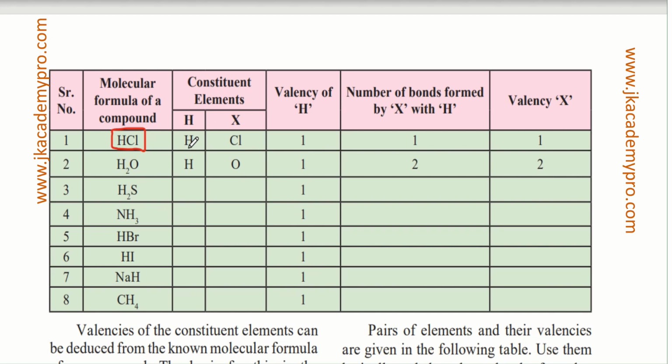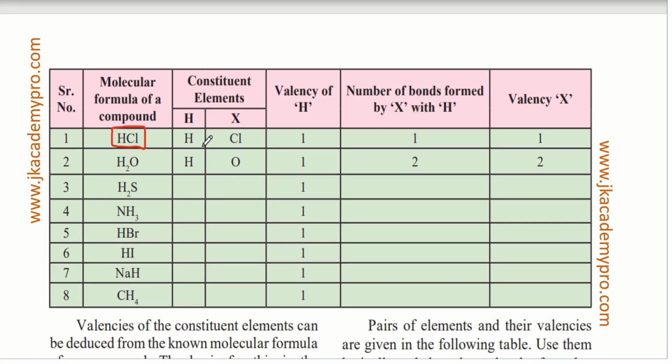We already know that the valency of hydrogen is 1. And we have to find out the number of bonds formed by that element with hydrogen. So here hydrogen and chlorine can form one bond because there is just one atom of hydrogen. So therefore the valency of chlorine is 1. So here we easily found out the valency of chlorine just by knowing the valency of hydrogen. Similarly, we can find the valency of all elements that are forming bonds with hydrogen.